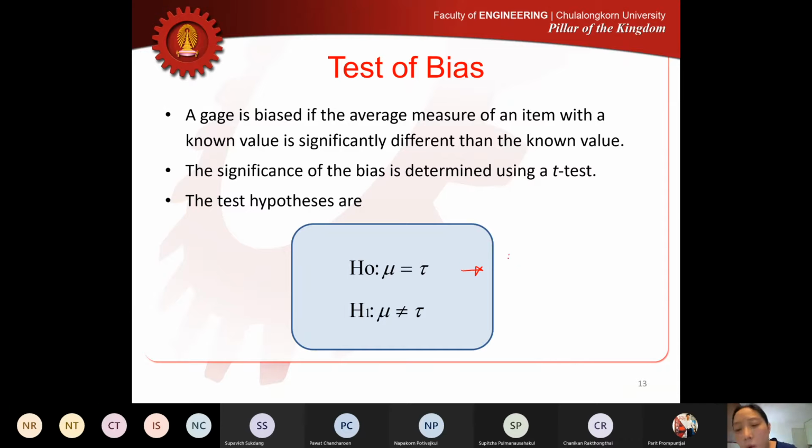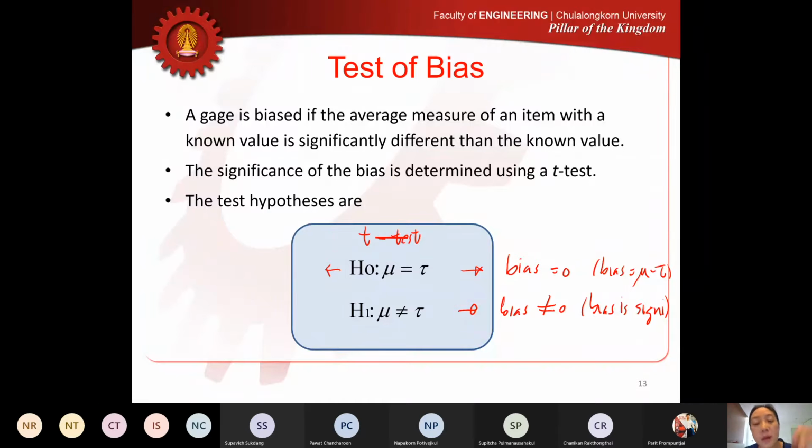So H0 also means that bias is equal to 0, because bias is equal to the average of the measurement subtract by the true value, right? And HA is bias is not equal to 0, which means bias is significant. So we have to remember the hypothesis that we are testing, and then we will perform the t-test.